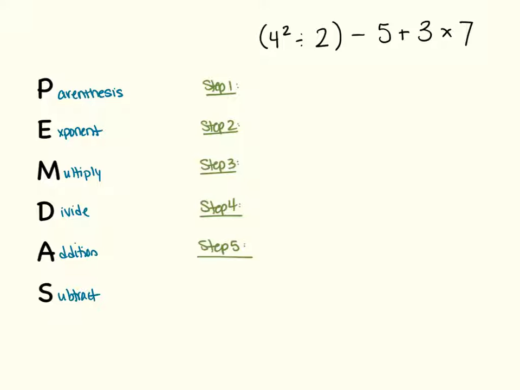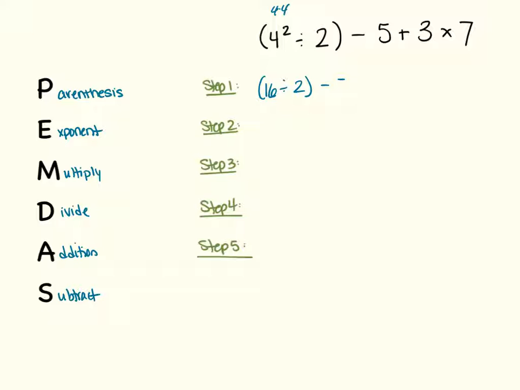Okay, so the first step that we have to take care of is inside the parentheses. Well, if you look inside the parentheses, you have an exponent and you have division. So within the parentheses, that exponent goes first. Okay, so we need to take care of that 4 squared. So 4 squared is actually 4 times 4. 4 times 4 is 16.